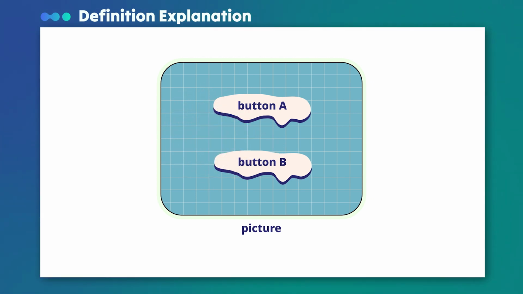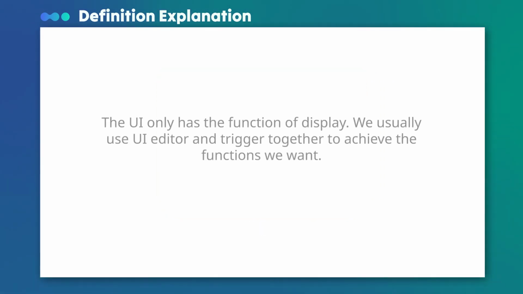If the parent node picture is deleted, then all child nodes will be deleted together. The UI only has the function of display. We usually use UI editor and trigger editor together to achieve the functions we want.